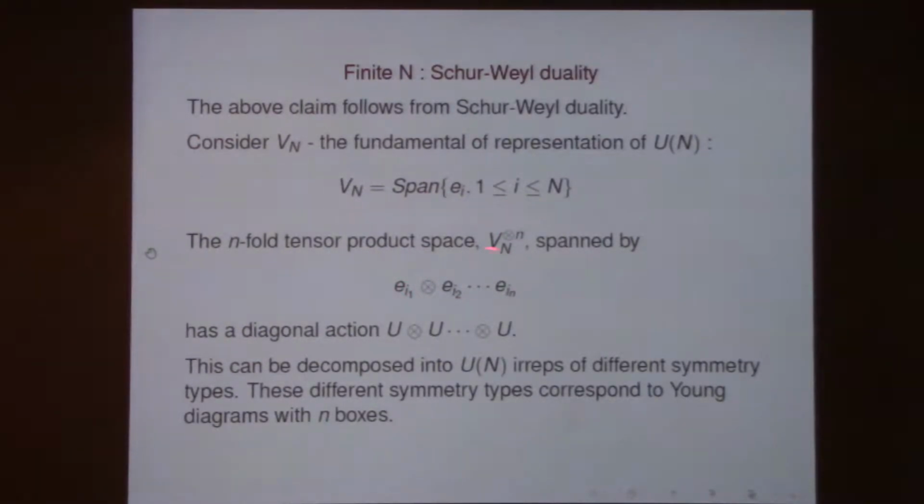And on this you have a diagonal action of the unitary group, U tensor U tensor U. So this makes this vector space a representation of U(N). This was, by definition, the fundamental representation. Take the tensor product, it's also a representation. Now, this representation is highly reducible. You can decompose it into different irreducible representations by organizing it into symmetry types, which correspond to Young diagrams.